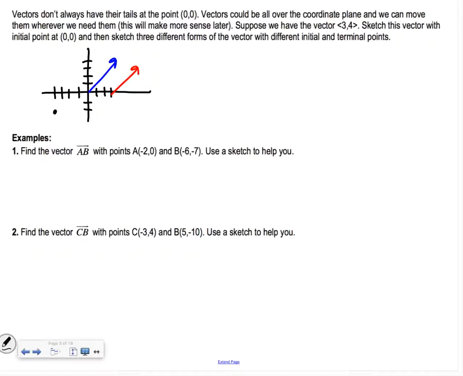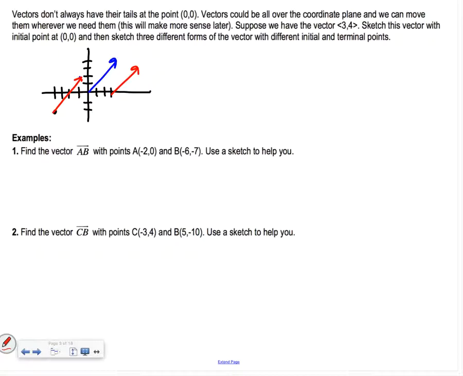And I still want to go in that same direction and have the same magnitude, so from that initial point, I would go over 3 and up 4, right? 1, 2, 3, 1, 2, 3, 4. That would be the terminal position. So another vector would be right there. Does that make sense? It has the same direction, same magnitude. Do you see how it looks like the same vector, it's just moved?